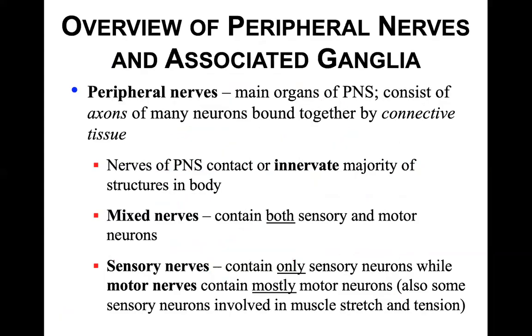So the peripheral nerves, these are the main organs of the peripheral nervous system. They consist of axons of many neurons bound together by connective tissue. Nerves of the peripheral nervous system contact or innervate a majority of structures in the body. And peripheral nerves could either be mixed nerves, which means they contain both sensory and motor neurons. They can also be sensory only, where they only contain sensory neurons. And motor nerves, which contain mostly motor neurons.